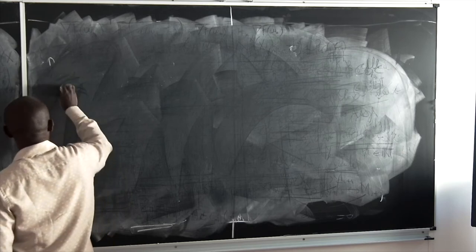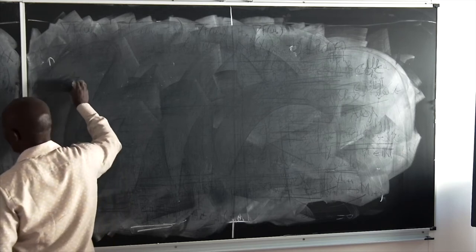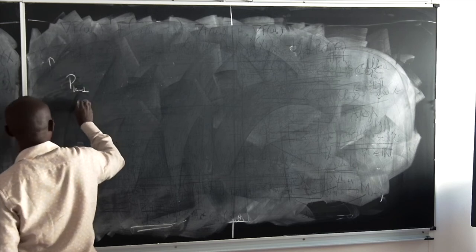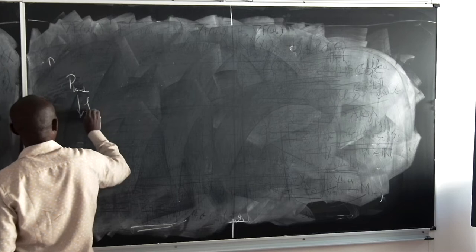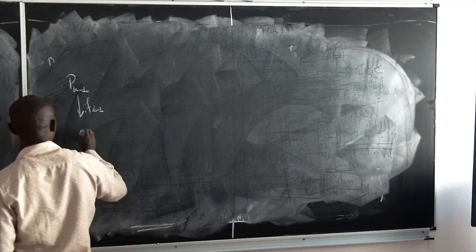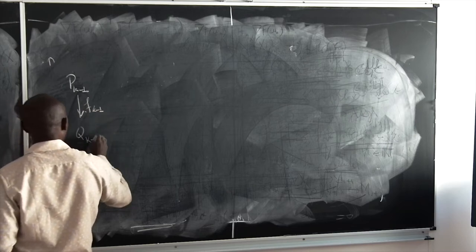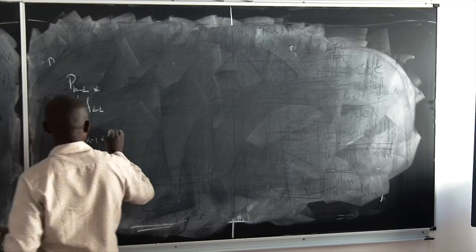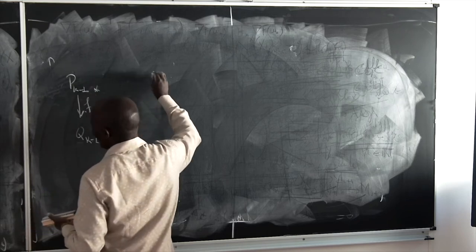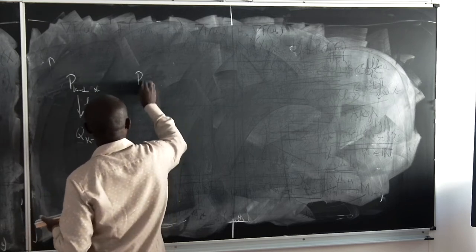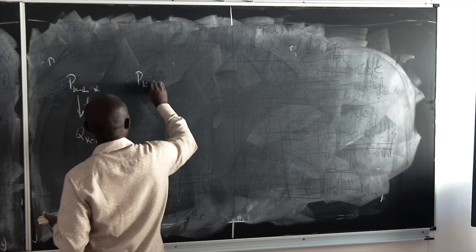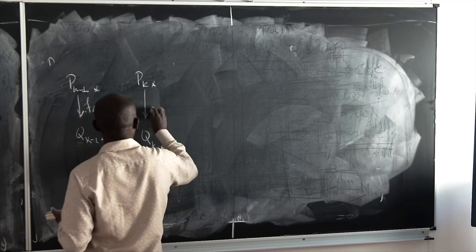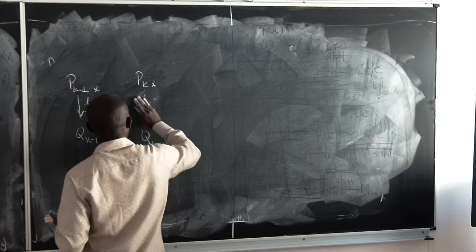Okay, so we have P_k-1, F_k-1, to construct F_k, start here. Our objective is to construct P, a map from this to construct this one.